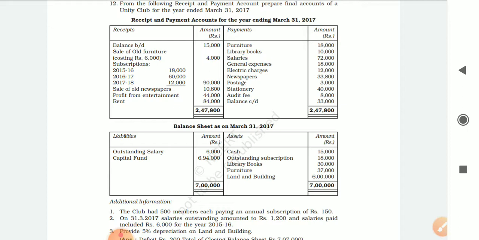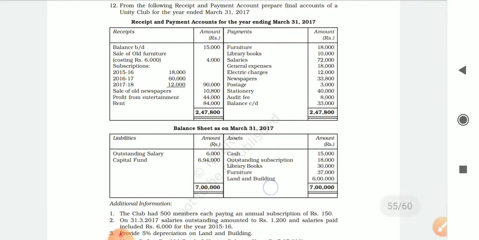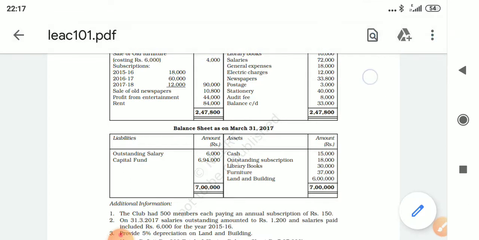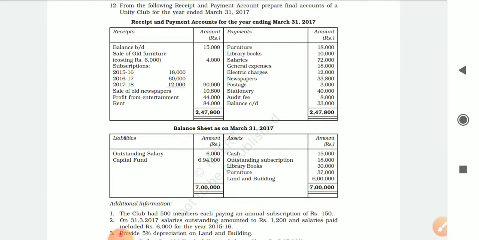Now coming to sale of old newspaper, it's an income side. Profit from entertainment, again income. Rent is also an income. So all these three items will appear in the income side of income and expenditure account. Coming to the payment side, we have already done with furniture. Now here you have library books. Immediately you have to see whether we have any opening balance of library books. Yes, we do have. So this opening balance 30,000 plus library books purchased 10,000, 40,000 will appear in the asset side of the current year's balance sheet.